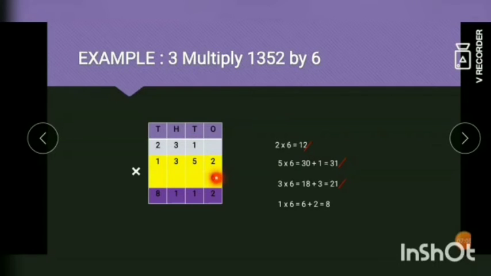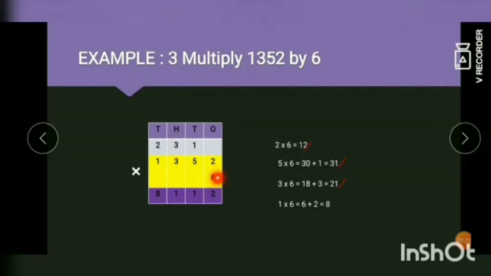Next we multiply the tens place value. 6 5s are 30. We add 1 to the number. So 30 plus 1 equal to 31. So we write the number 1 in the tens place and carry over 3 in the hundreds place.